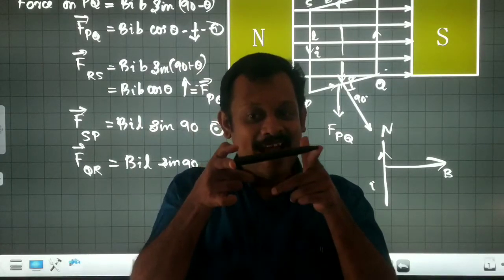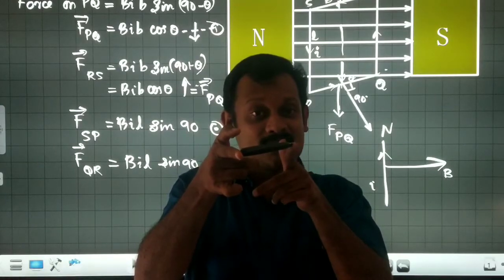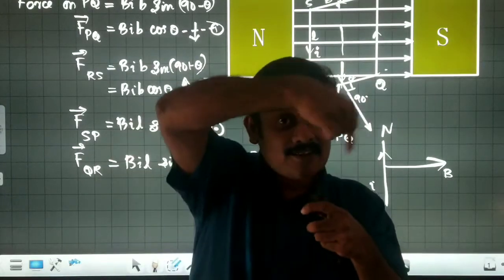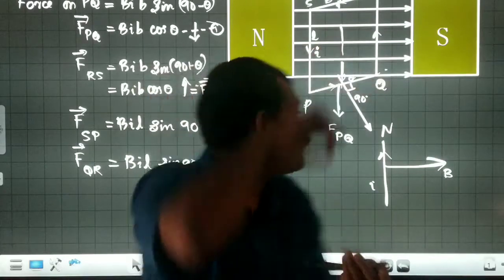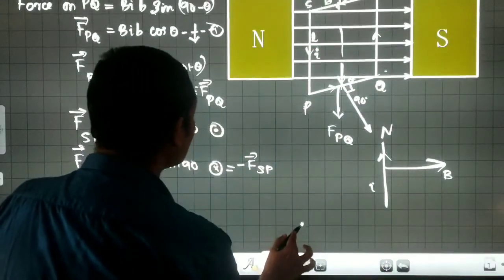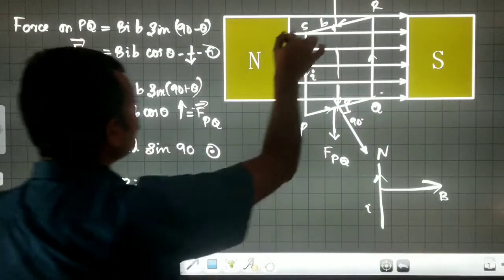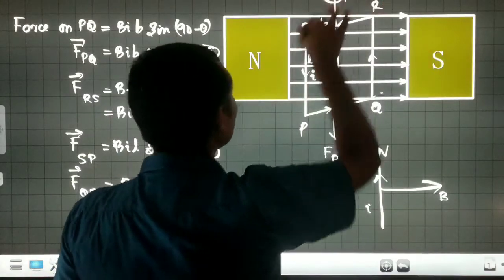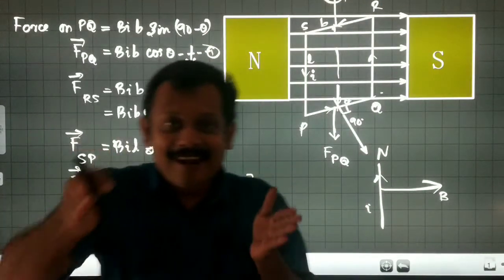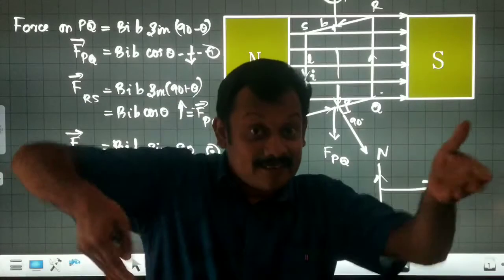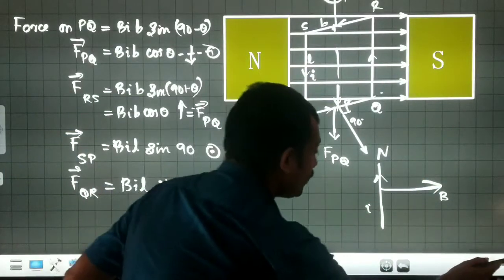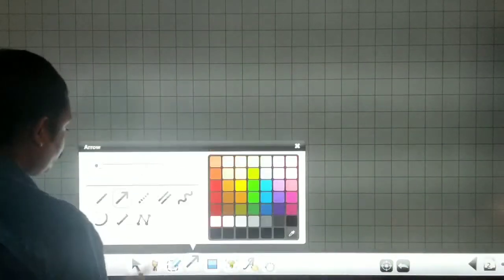Can you see this? I am pulling this part outward. This is inward. So it is creating a turning effect like this. You can see from this figure, the two forces on this one are causing a turning effect like this. This is the turning effect. Okay, I am taking your attention to the next page.